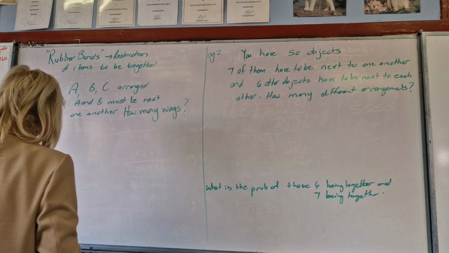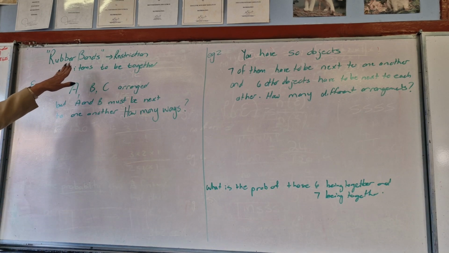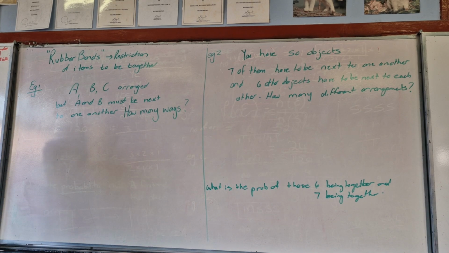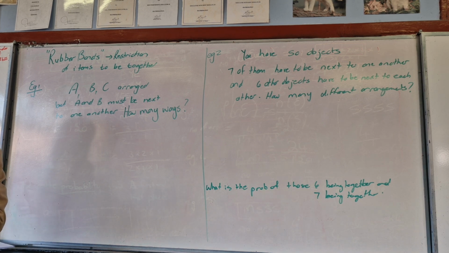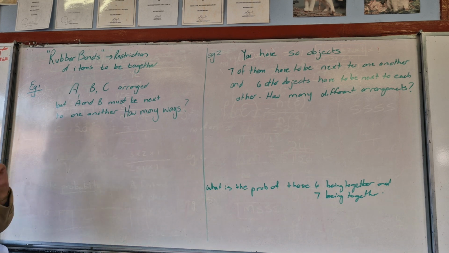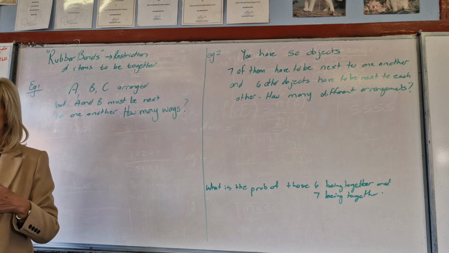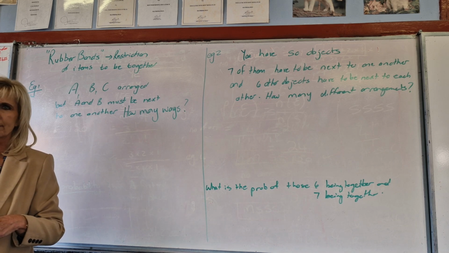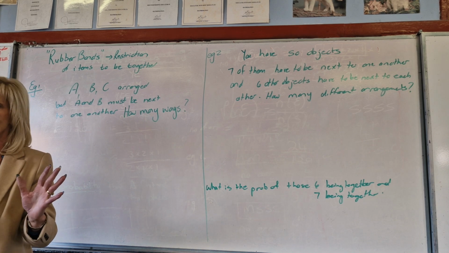Alright, this is nothing technical in mathematics, talking about rubber bands and restrictions. It's when I want to arrange something and I've got restrictions of things being together. So, the question says I've got items, A, B, and C, and I want to arrange them in how many different ways? Please tell me the answer. 3 factorial. Everybody happy on that?